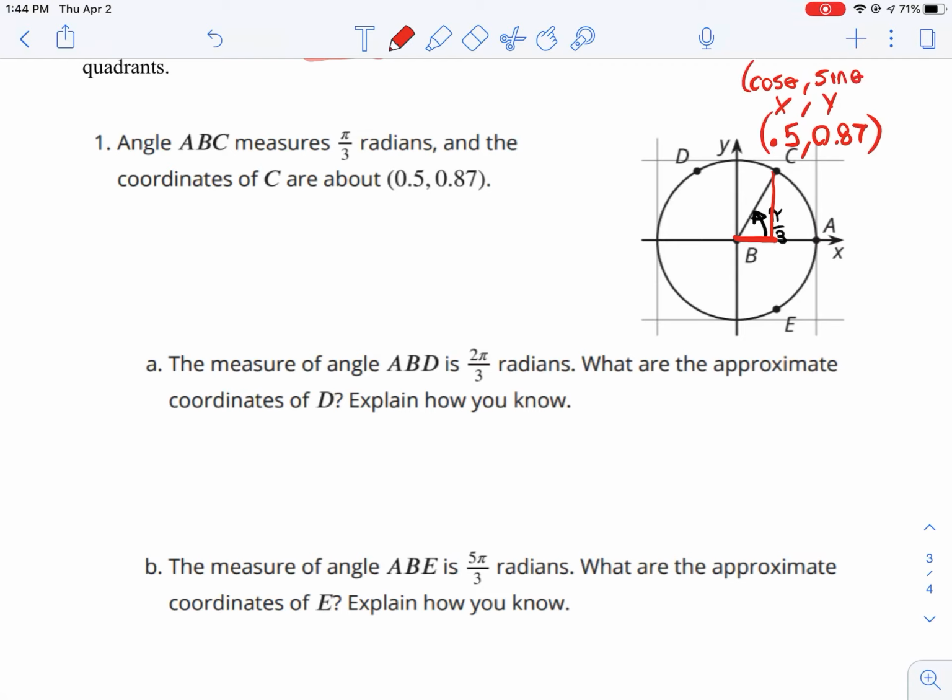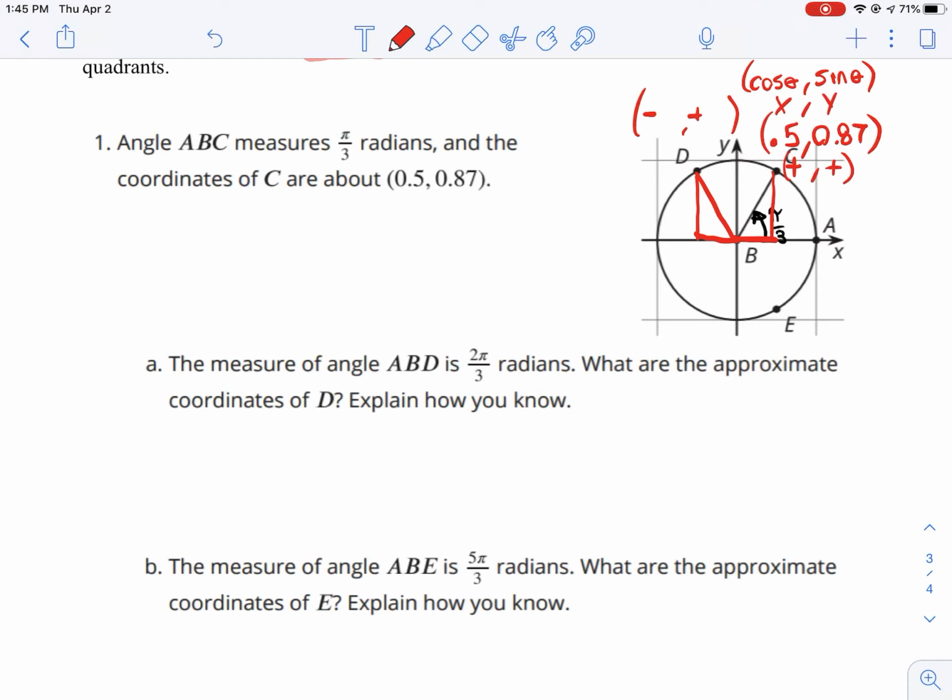Okay. So with that, we're able to go through and answer questions and determine where other coordinates are, what their cosine and their sine values are going to be. In this quadrant, we know that both of our values are going to be positive. And in this quadrant, we know that we're going to have a negative and a positive. So this is now going to be negative, and we know that this is going to be a positive.